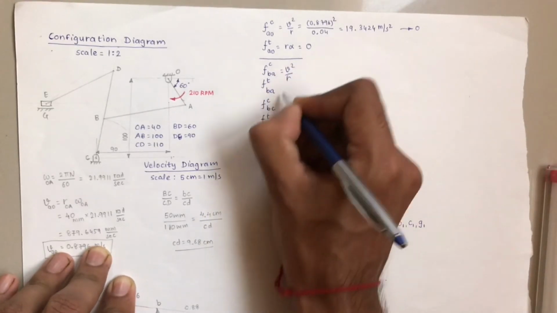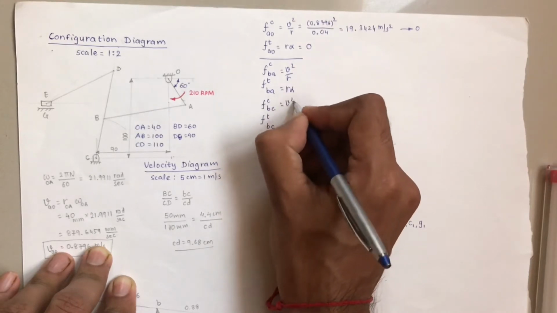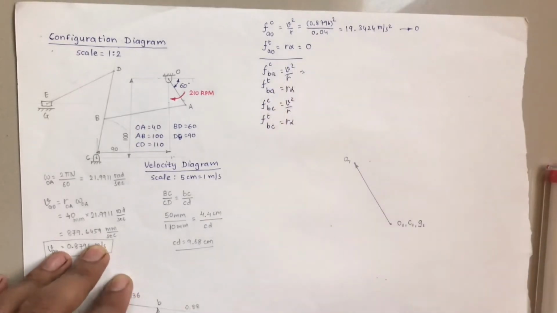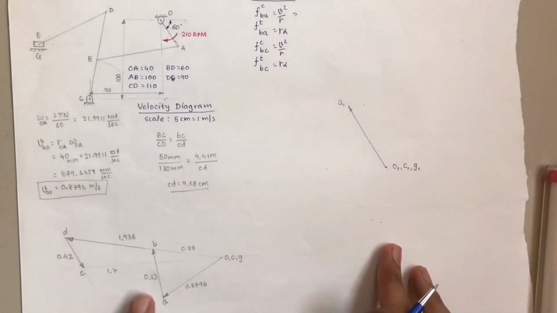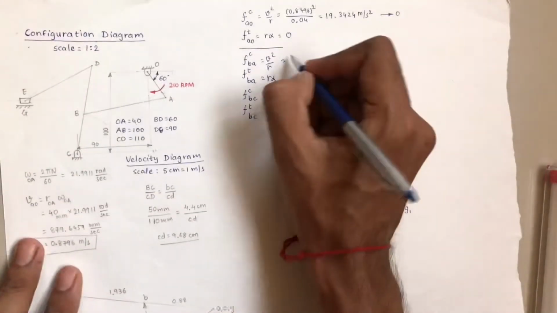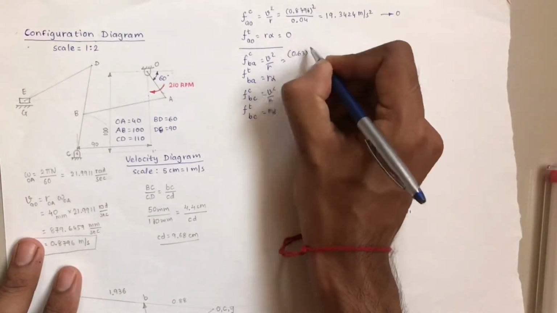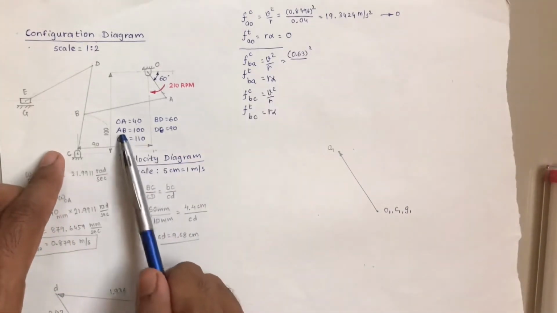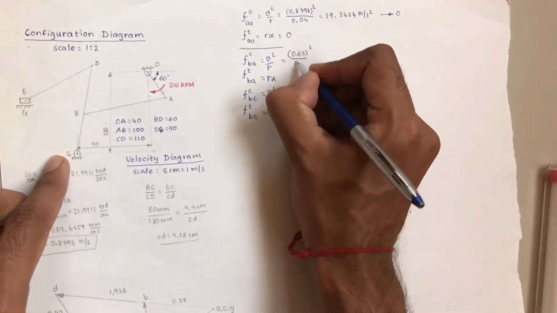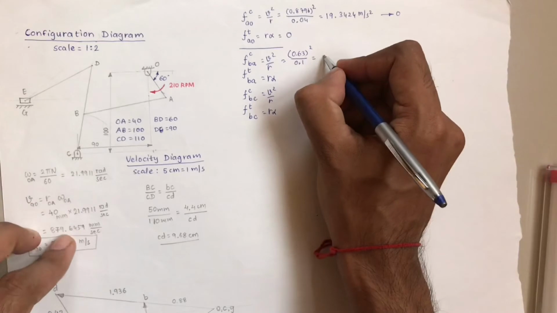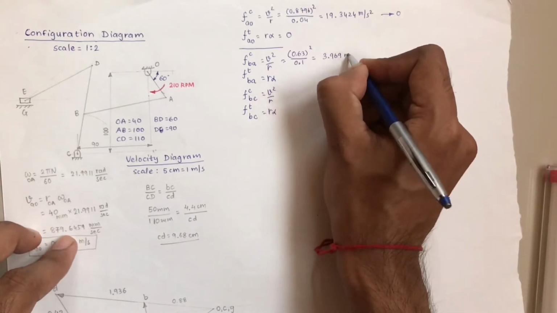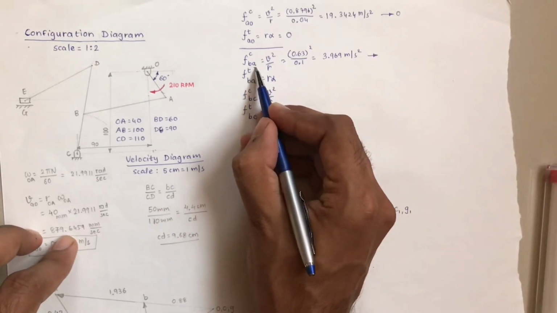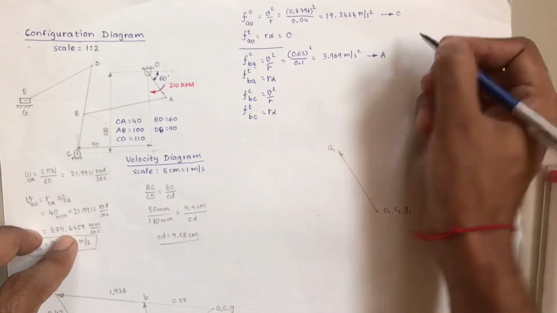That is v square by r, and r alpha. Now for BA, the centripetal component uses velocity. From the velocity diagram, the A to B velocity is 0.63. R is the length of the BA link. The AB link is given as 100 millimeter, so 0.1 meter, and the result is 3.969 meter per second square. And the direction of rotation is always represented by the second letter, that is capital A.